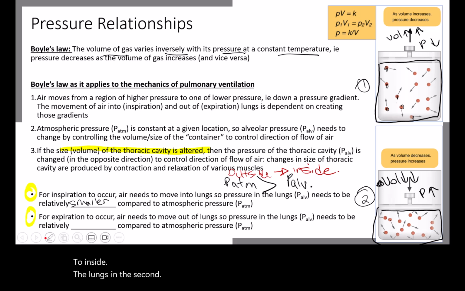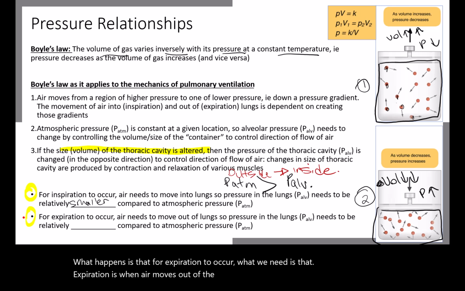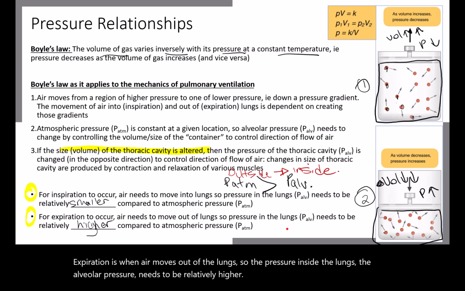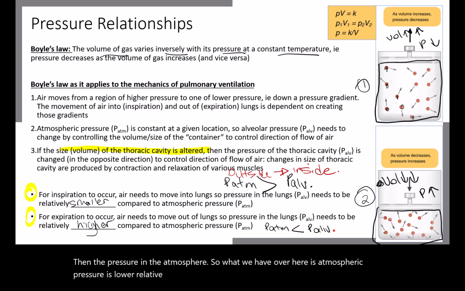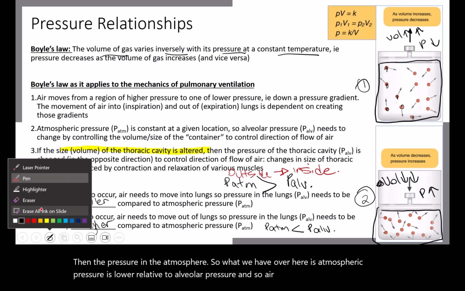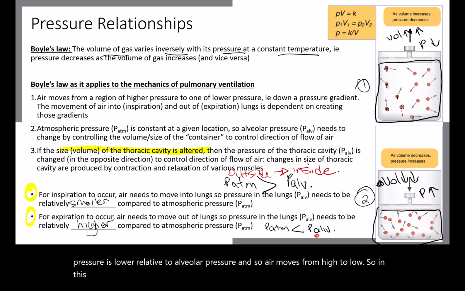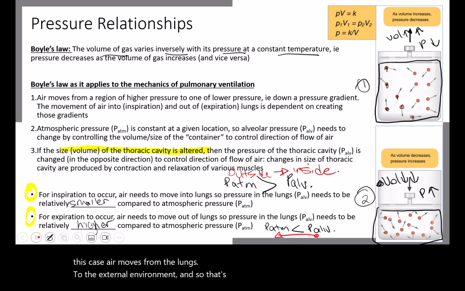In the second point, expiration is when air moves out of the lungs. So the pressure inside the lungs, the alveolar pressure, needs to be relatively higher than the pressure in the atmosphere. So what we have over here is atmospheric pressure is lower relative to alveolar pressure. And so air moves from high to low. So in this case, air moves from the lungs to the external environment. And so that's exhalation or expiration.